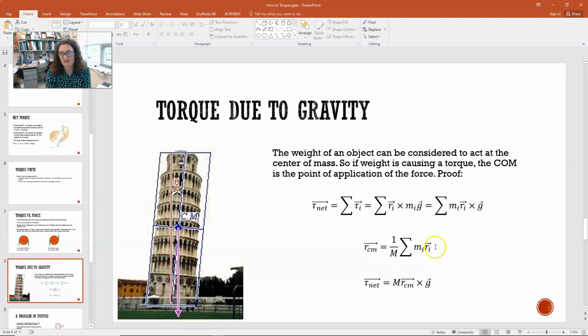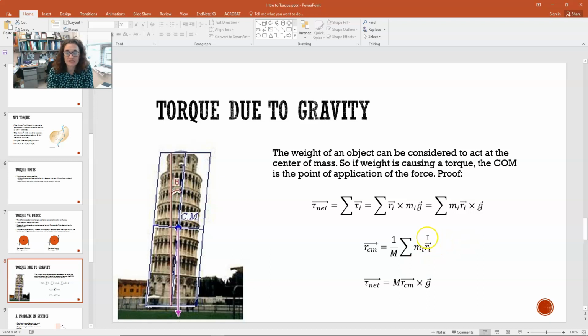So that's my definition of my center of mass. And so what that means is that this summation of m_i r_i, which I see here in my net torque calculation, could be written as big M times my position vector r_CM. So if I sum all that and plug that in, my net torque would be equal to big M times my center of mass vector cross g.